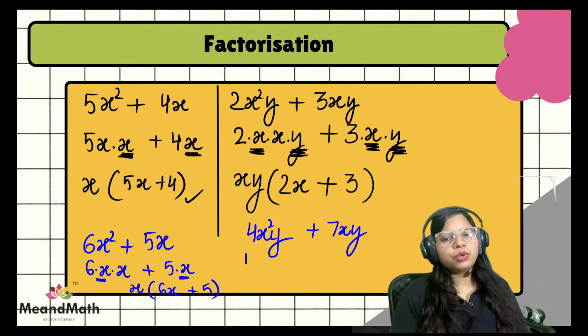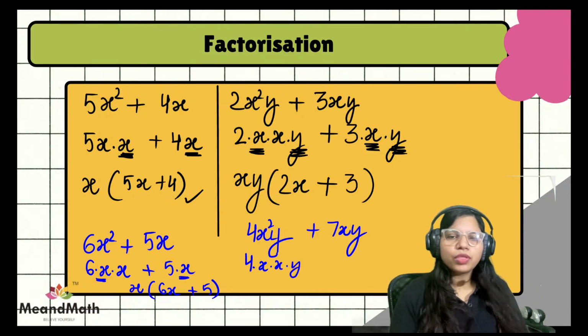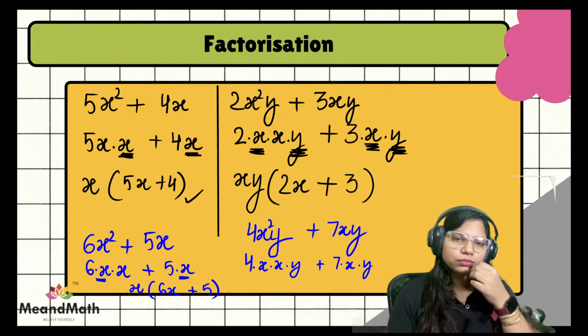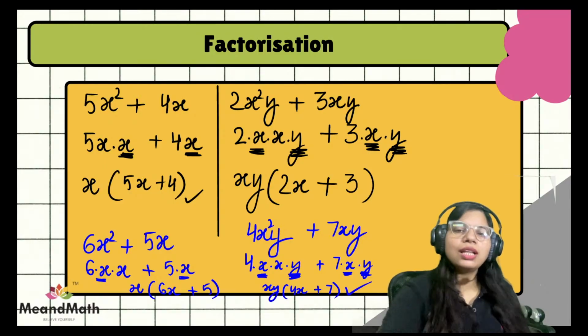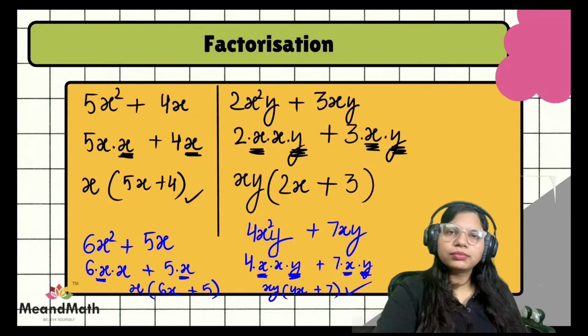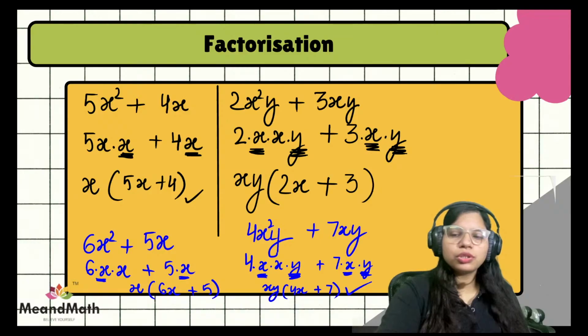Here, 4 times x times x times y plus 7 times x times y. x, y, let's write xy outside. You have 4x plus 7. That's what your answer is. Are you getting this? Let's do 2 more questions.